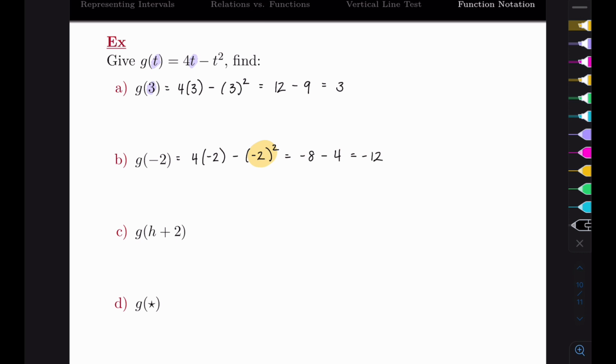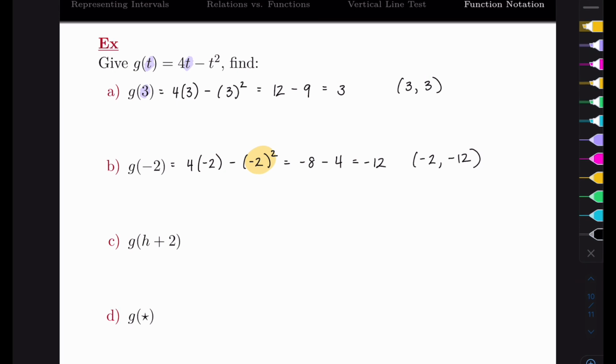So again, for both of these, what this tells us is when x is 3, the y value is 3. Or when t is 3, the y value is 3. When t is negative 2, the y value corresponding to it is negative 12. For this next one, we have a lot more algebra that we actually have to do because I have an entire expression in here. So I'm still going to apply the exact same process. We have 4 times the input minus the input squared. Okay.